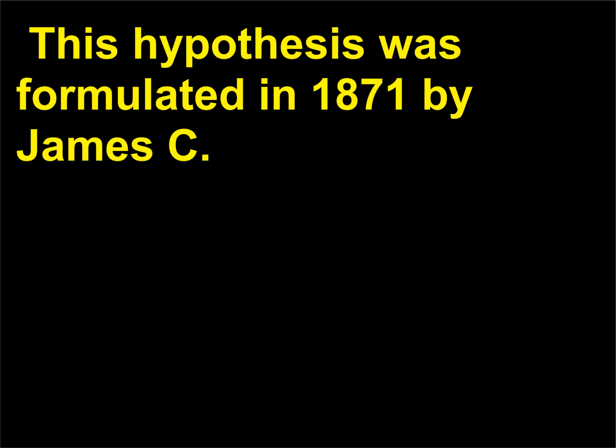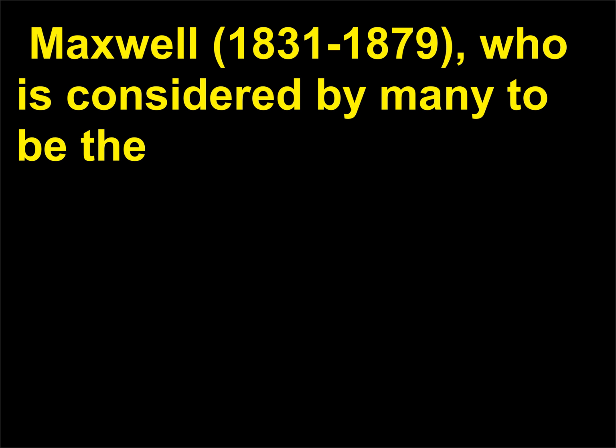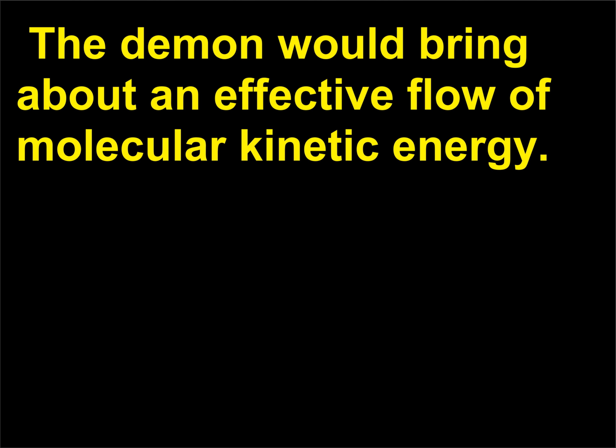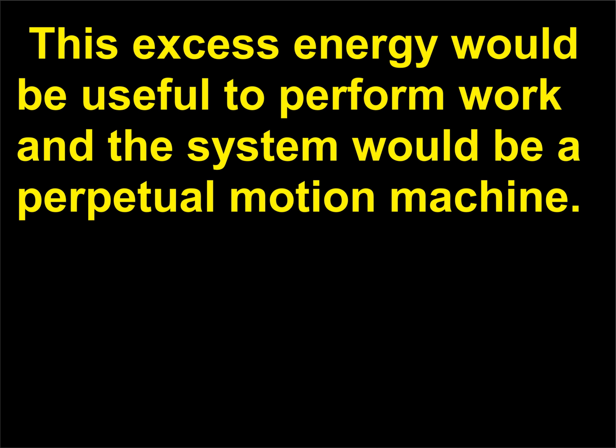This hypothesis was formulated in 1871 by James C. Maxwell (1831 to 1879), who is considered by many to be the greatest theoretical physicist of the 19th century. The demon would bring about an effective flow of molecular kinetic energy. This excess energy would be useful to perform work and the system would be a perpetual motion machine.